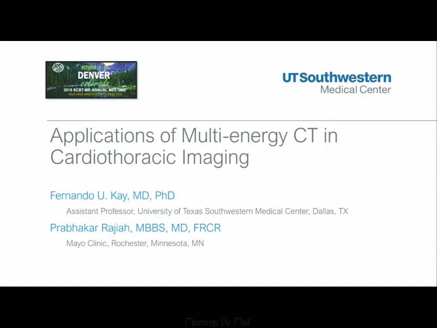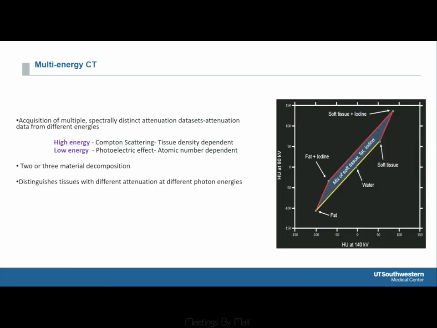So in this workshop, we will try to broadly give the current applications of multi-energy CT in cardiothoracic imaging. Multi-energy CT means that we acquire multiple spectrally distinct attenuation data sets from different energies. We know that tissues and materials show different properties at different energy levels. Usually at low energy levels, there is a photoelectric predominance, and at high levels, there is a Compton predominance. So by using a process of 2 or 3 material decomposition, we can distinguish tissues more than what is possible with a conventional CT. That is the basic principle of multi-energy CT.